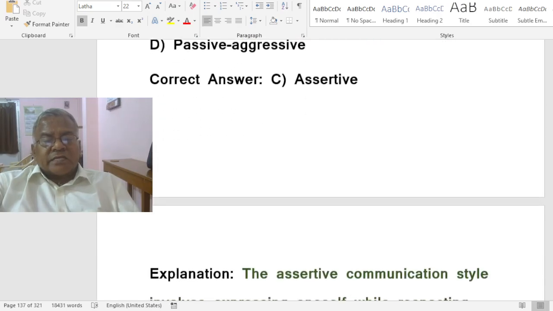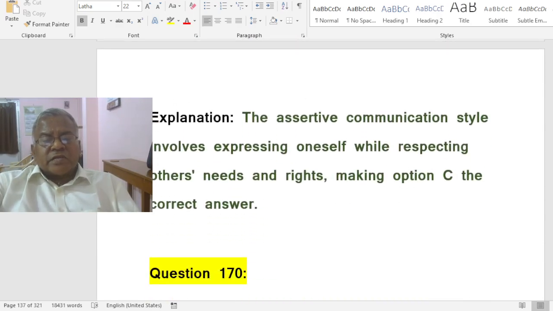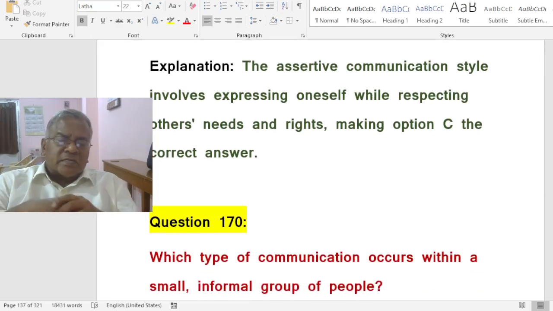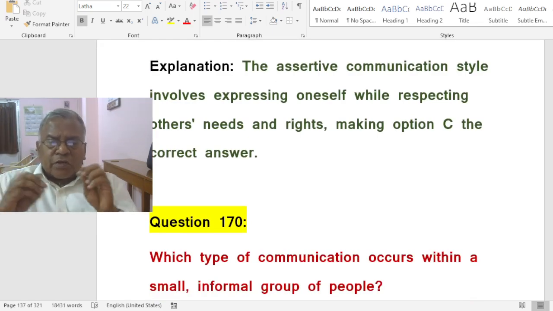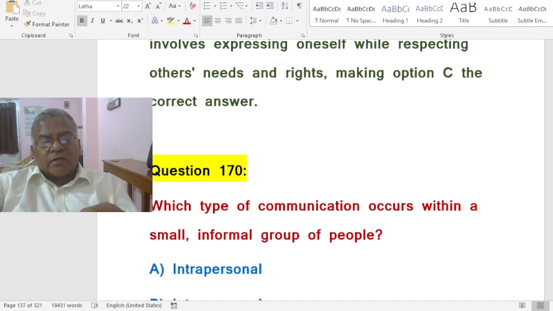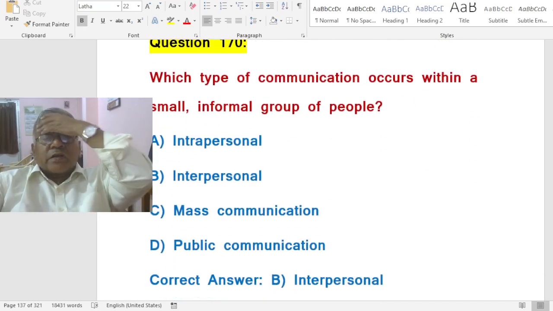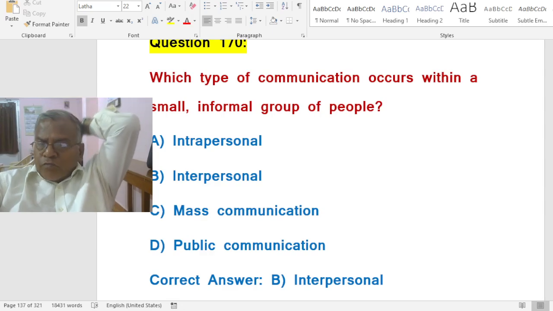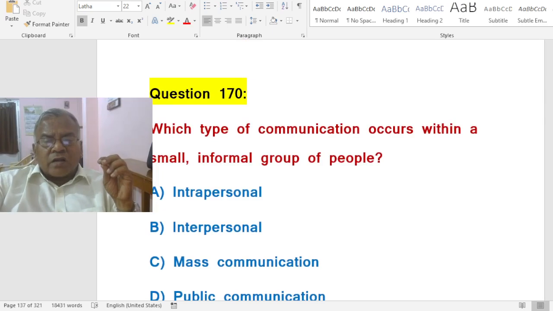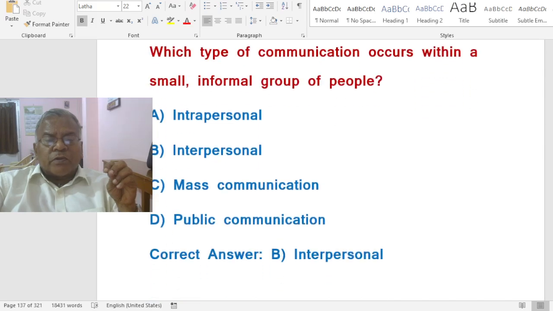That is assertive. The assertive communication style involves expressing oneself while respecting others' needs and rights. So that is the idea here. Which type of communication occurs within a small, informal group of people?